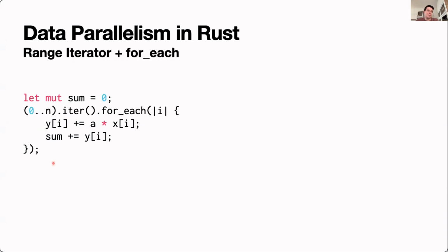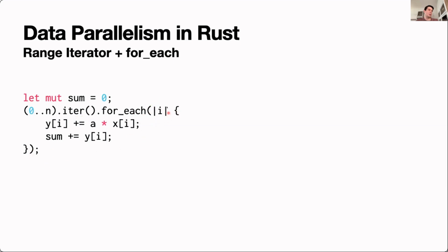Another way to write this loop in Rust is like this. Rust has iterators, so we can create a range of integers from 0 to n and obtain an iterator into that range. And then there are algorithms that operate on iterators, like for_each, that will consume this iterator and that we can customize with a lambda. So for_each will actually iterate over all elements of the range. And for every element, the operations inside this lambda will be performed.